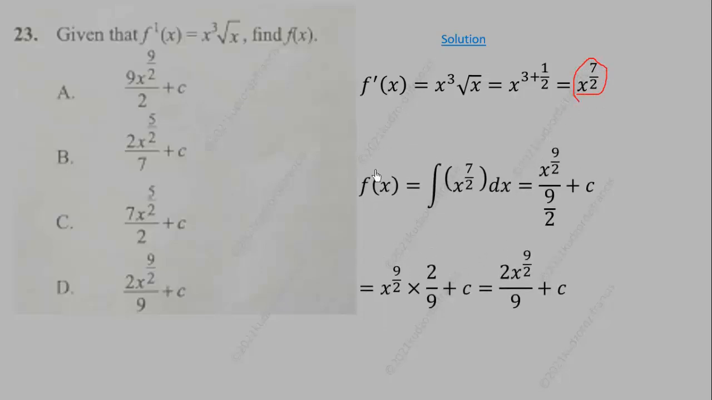So we integrate both sides, and that will give us x exponent 9/2 over 9/2. And when we simplify this, we get 2x exponent 9/2 all over 9 plus c.